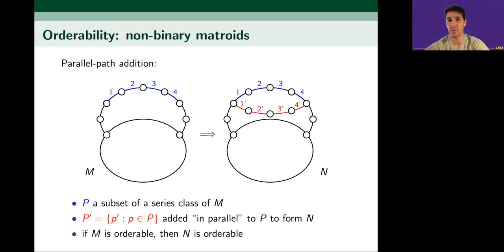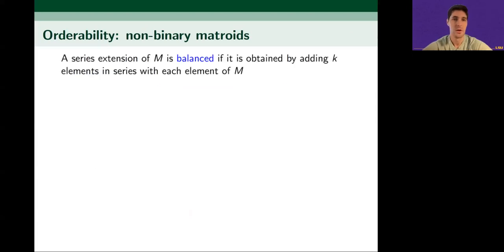And this is always something you have to worry about if you want a class of orderable matroids. The next one is balanced series extension. So I had said that doing a series extension is like making copies of elements. A balanced series extension means that you make the same number of copies of all of the elements that you started with.